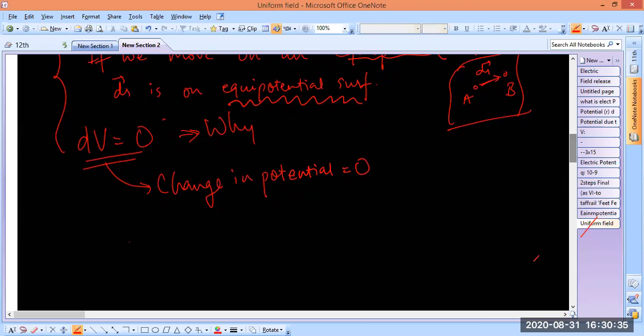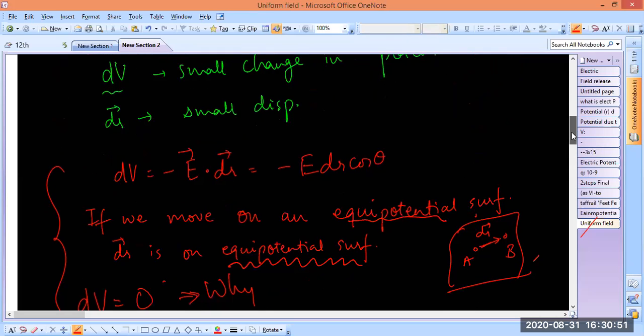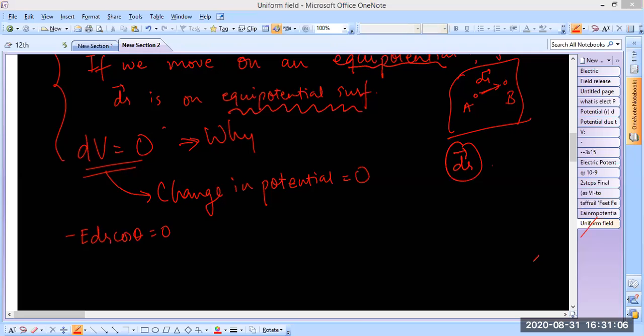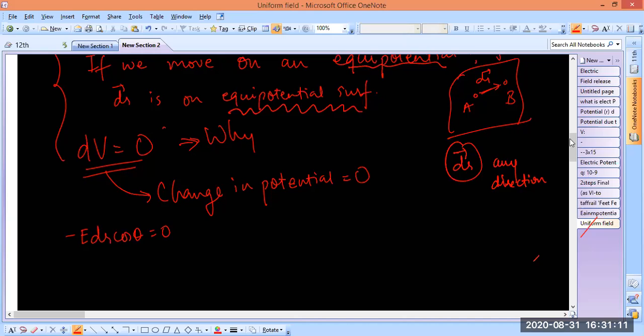Now because dV is zero, I can say that minus E dr cos theta is zero, right? I've just put dV's value that we have over here. So minus E dr cos theta is zero. Now we have not specified in which direction we are moving, right? That is, this will happen even if dr vector is in any direction, correct? This will happen if dr vector is in any direction.